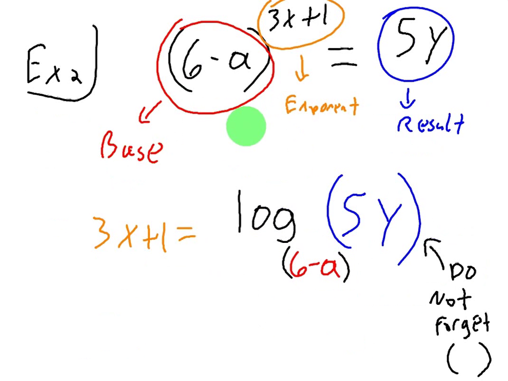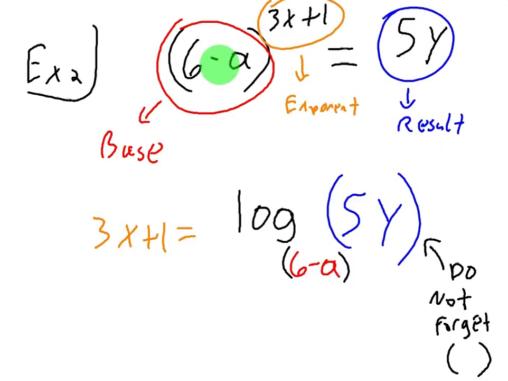It really doesn't matter what your base and your exponent look like. They can be variables. You can still convert it. So here your base is 6 minus a. Your exponent is 3x plus 1. And your result is 5y. So you're going to circle all those things.